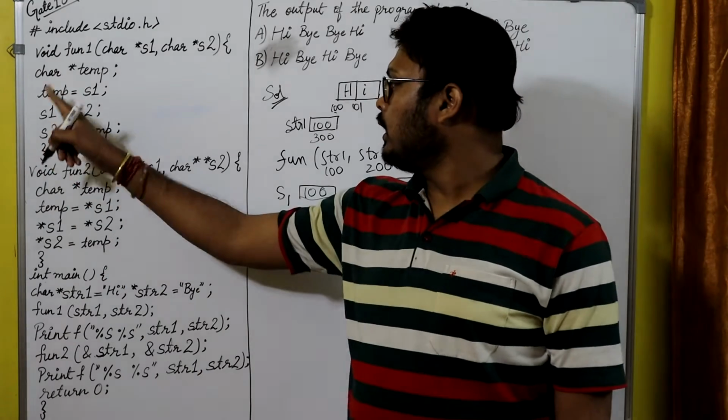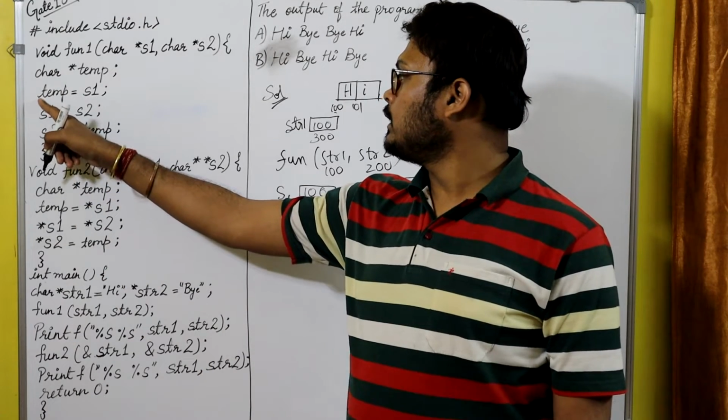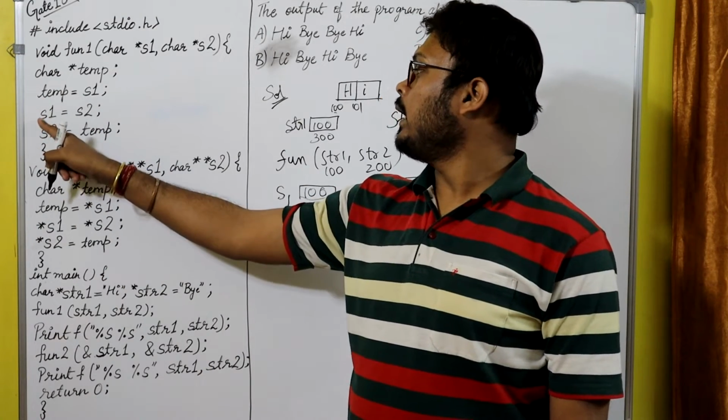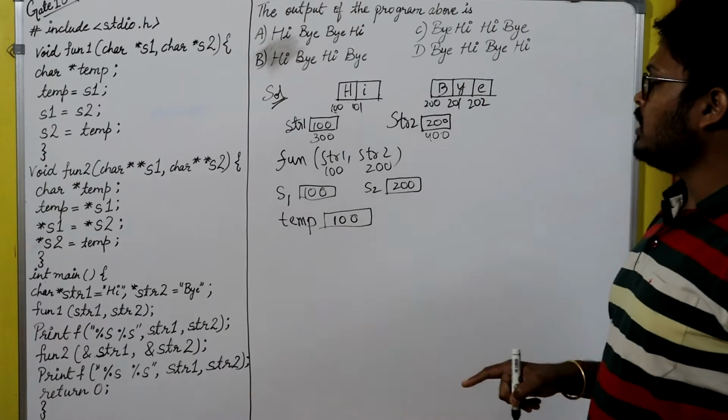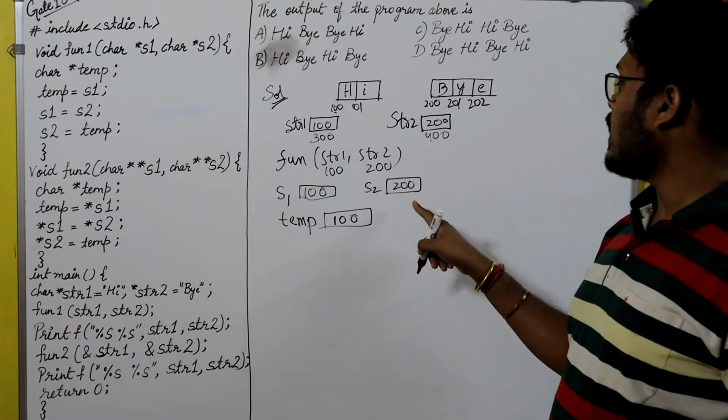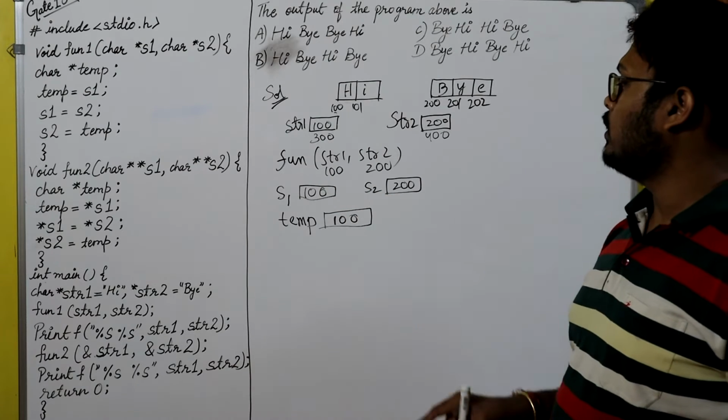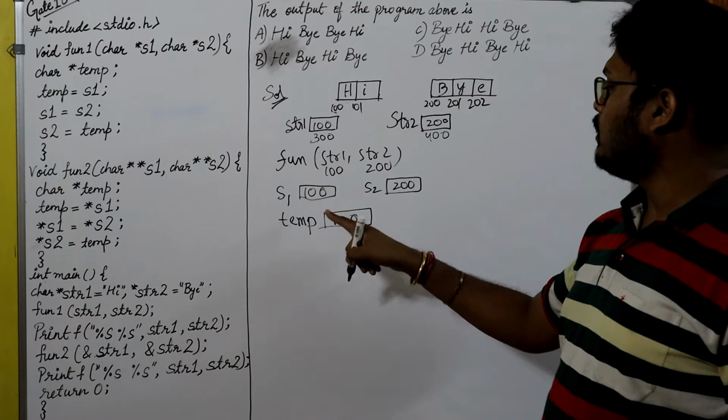After the execution of this line, let's come here: S1 is equal to S2. S1 is equal to S2 means the value of S2 has been assigned to S1. So S1 will contain the value 200.